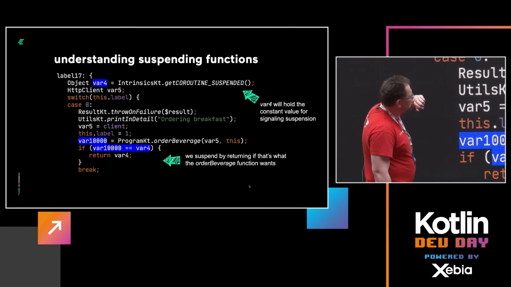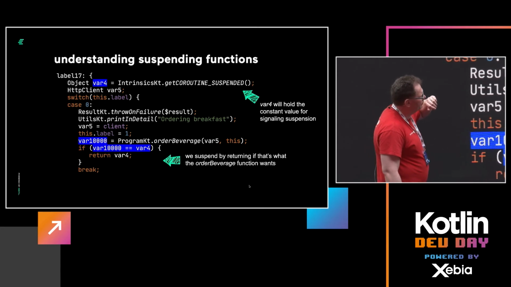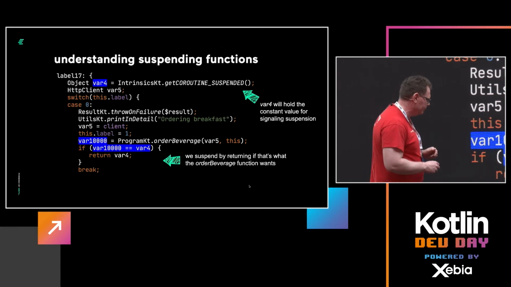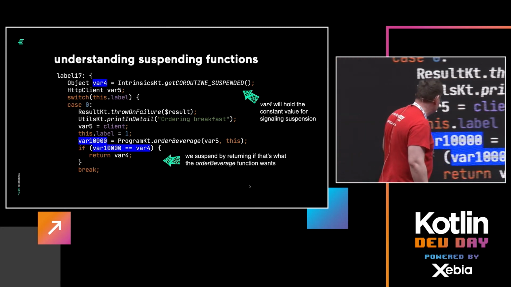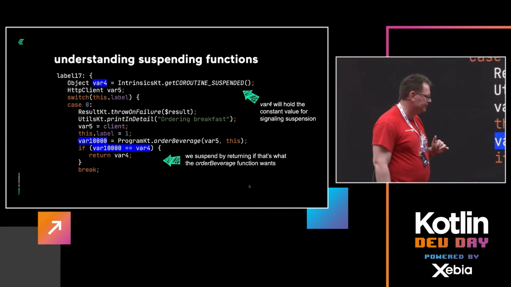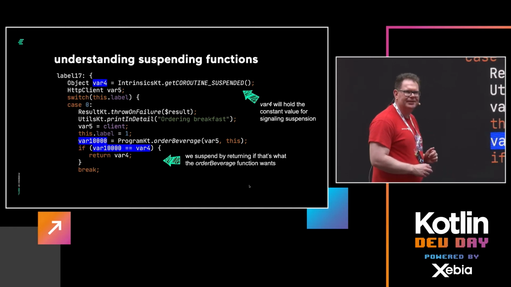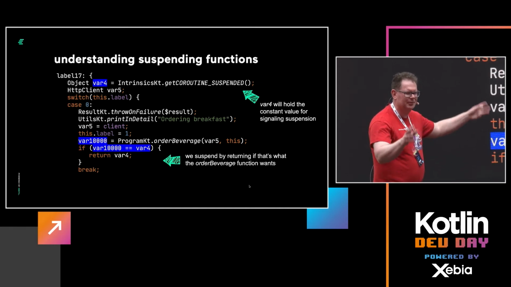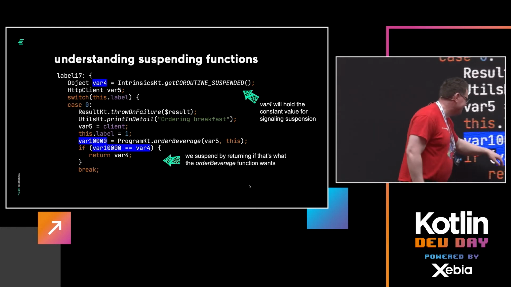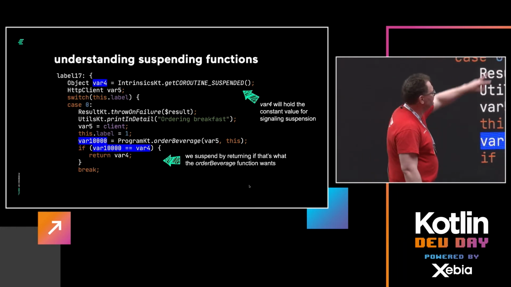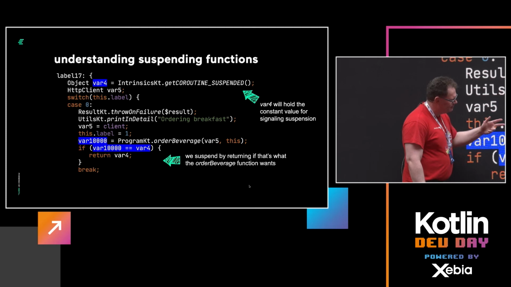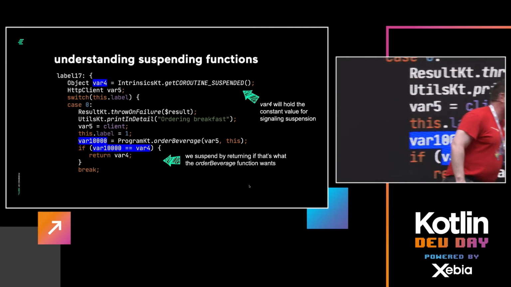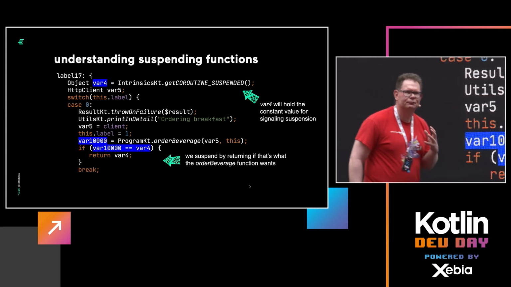You see here, we're setting this variable var1 to the special value coroutine suspended, yeah? This is the special value that indicates the function being called wants the calling function to suspend, okay? So you see here, we're calling order beverage, and we get back var 10,000, okay? Why did they use 10,000? No idea. Somebody must have said nobody will ask for more than that, you know? So what we do is we compare var 10,000 to var 4, which is coroutine suspended, yeah? And if the two are equal, that means that the function we have called, order beverage, wants us to suspend. So we just return, okay?